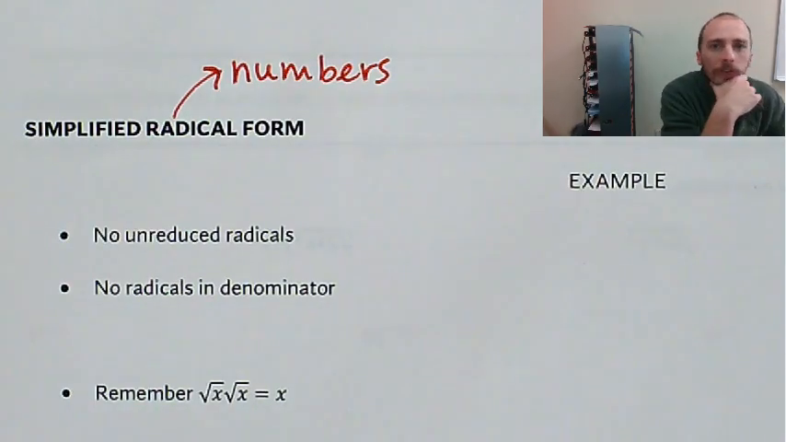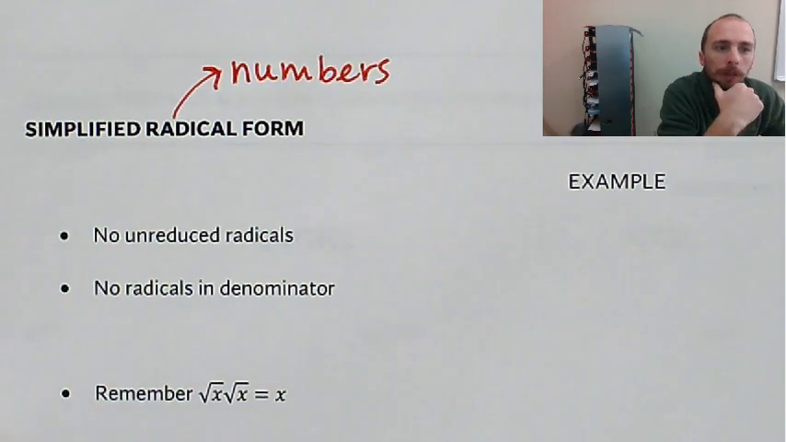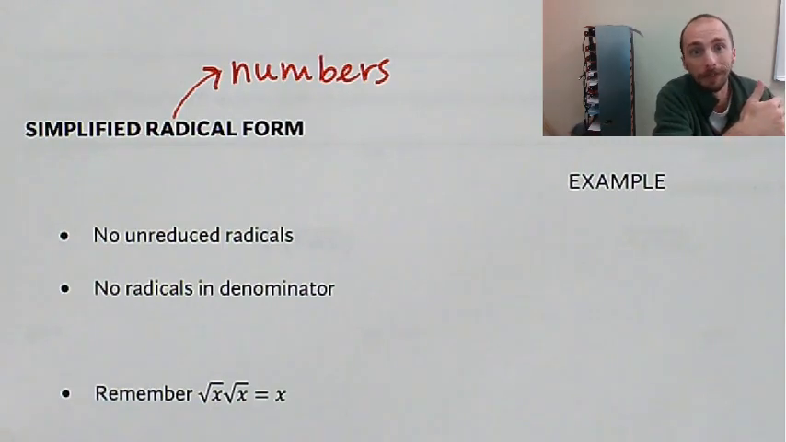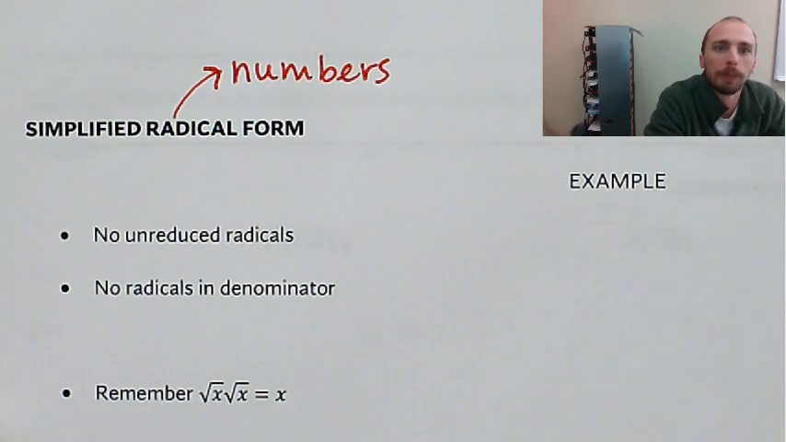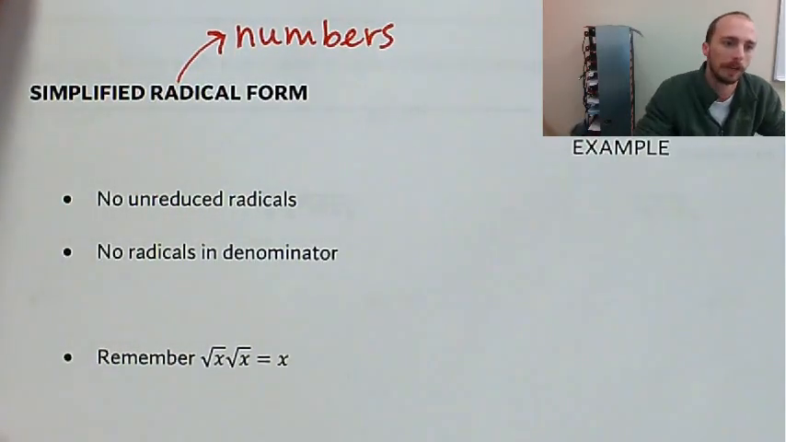All right, now let's lay down the rules for what is going to be fully simplified when it comes to radicals. There are going to be a lot of problems that say, give your answer in simplified radical form, with the implied threat that if you don't, you won't be fully correct. So let's be really clear about what we mean by simplified radical form. The first thing is going to be no unreduced radicals.